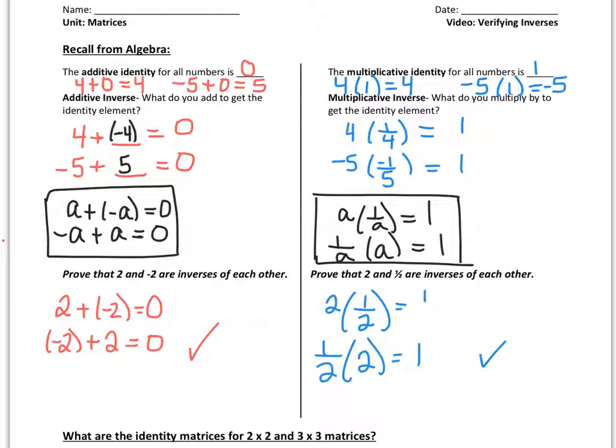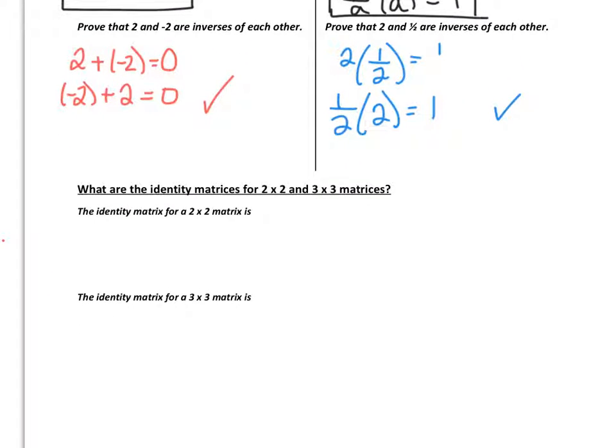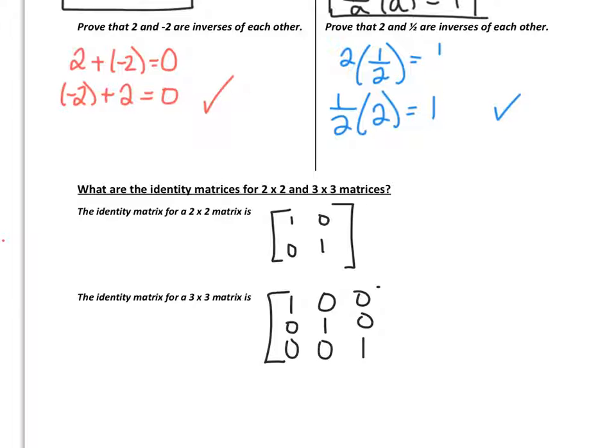So, how does this relate to matrices? The first thing that we need to start with is defining what the identity matrices are for 2 by 2s and 3 by 3s. So what's the identity element? For a 2 by 2 matrix, your identity element is 1, 0, 0, 1. Just like that reduced row echelon form, this is the identity matrix. And the identity matrix for a 3 by 3 is 1, 0, 0, 0, 1, 0, 0, 0, 1.